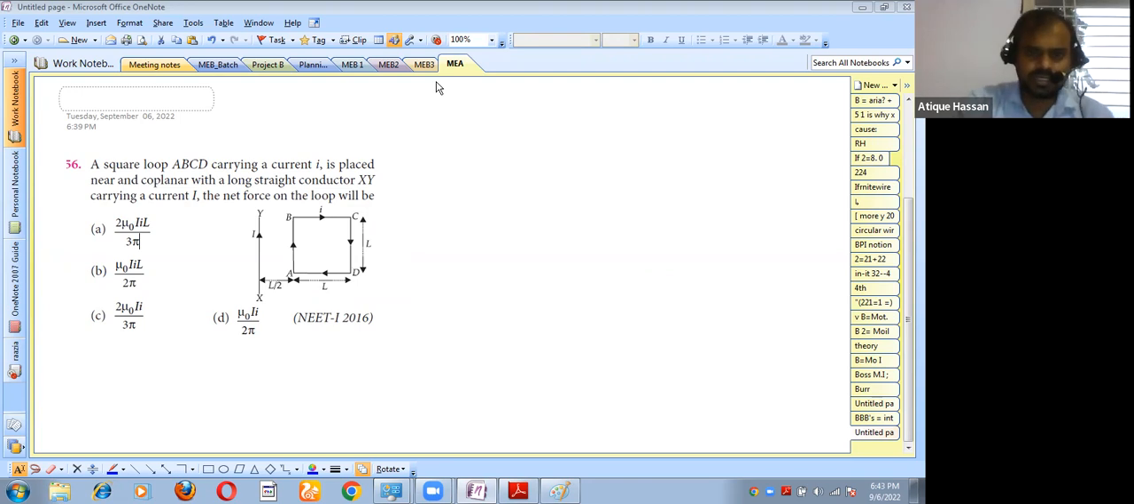So you got your answer as C. Let us see. It says a square loop ABCD carrying a current I is placed near and coplanar with a long straight conductor XY carrying current I. The net force on the loop will be. So XY is a long conductor.